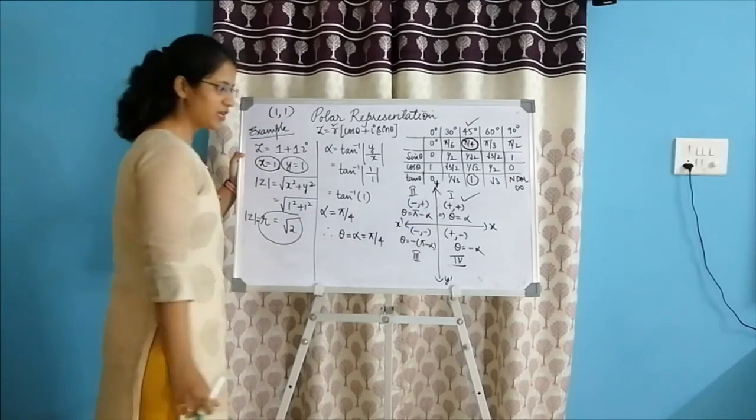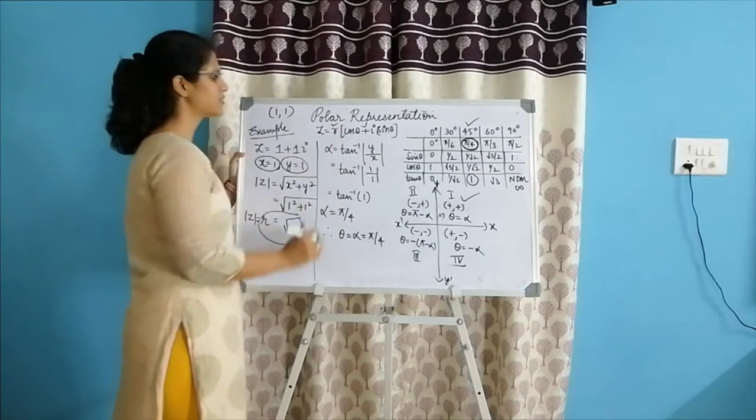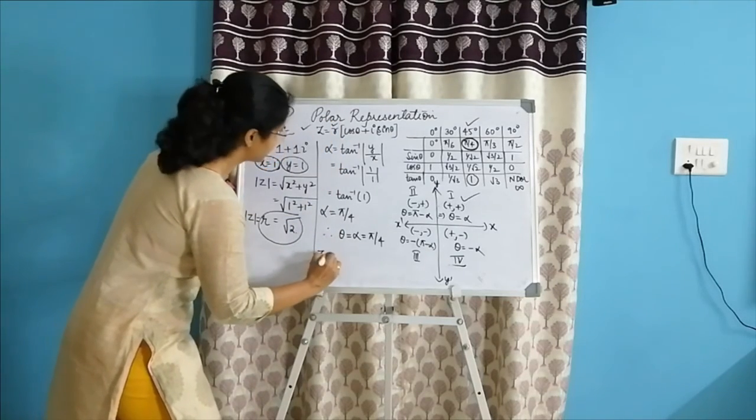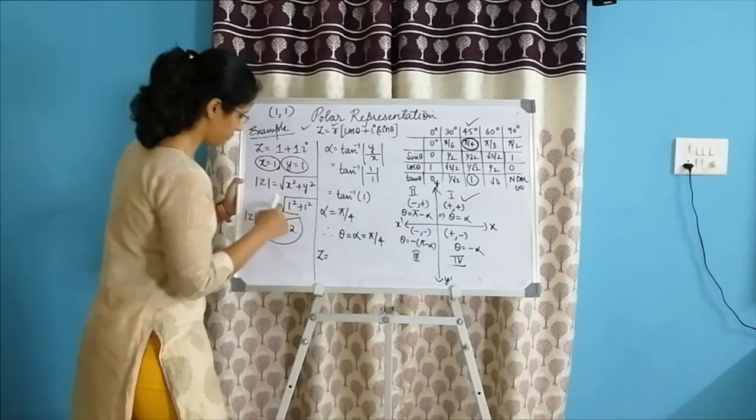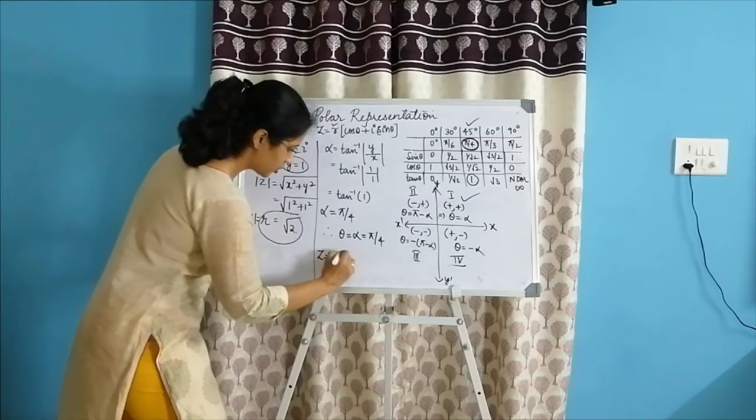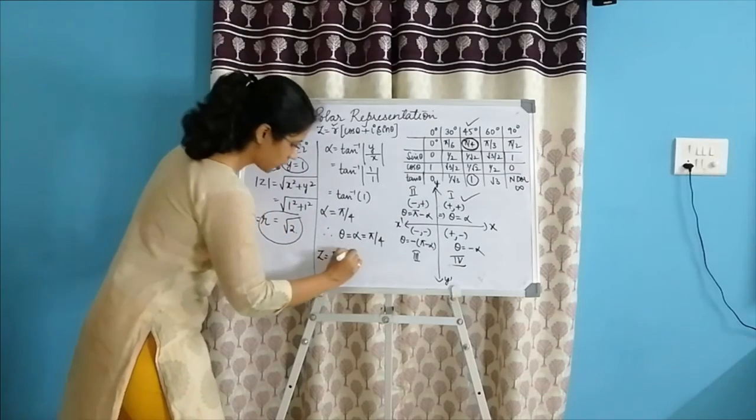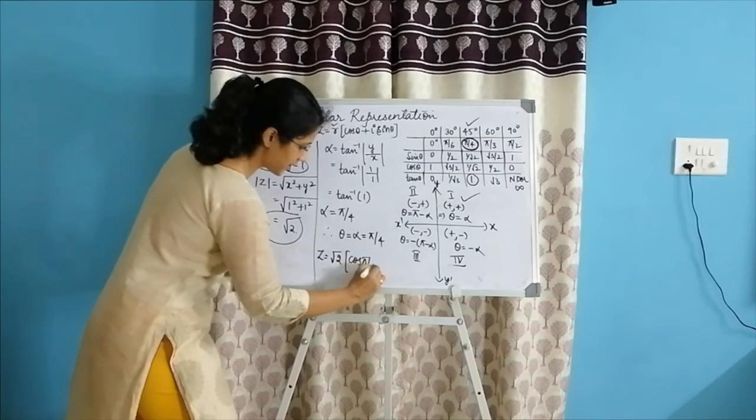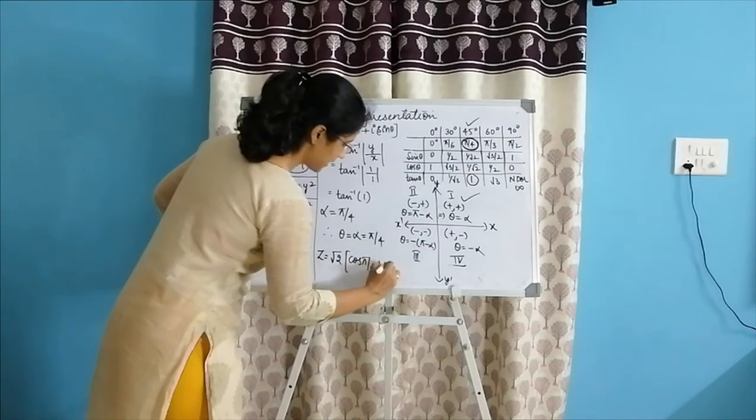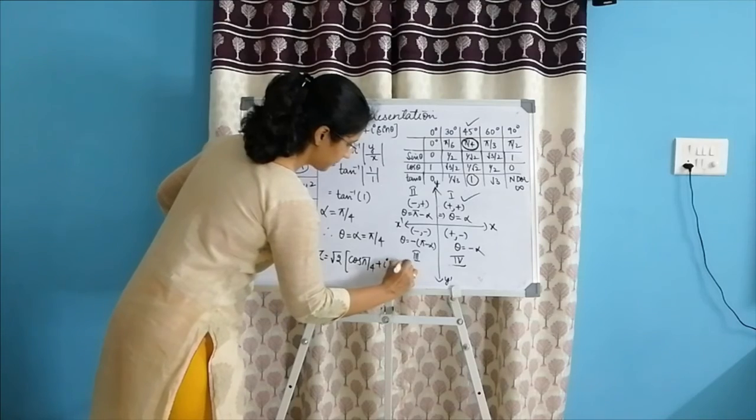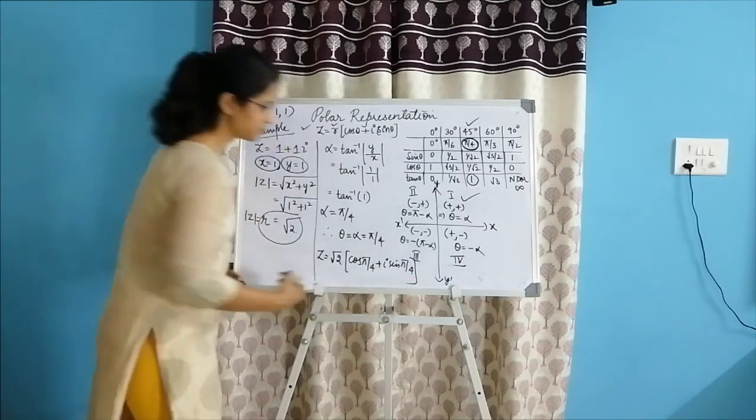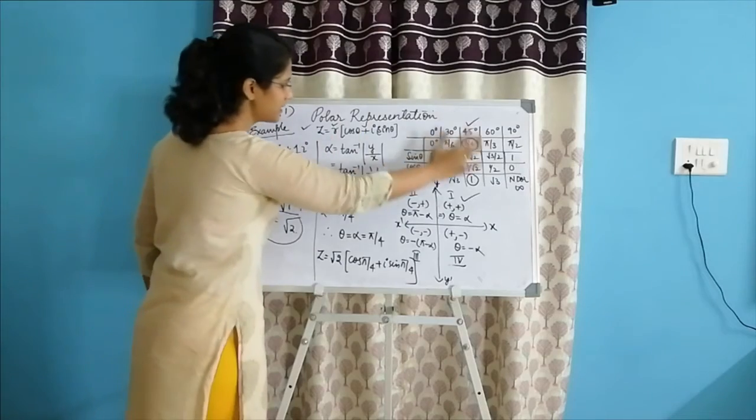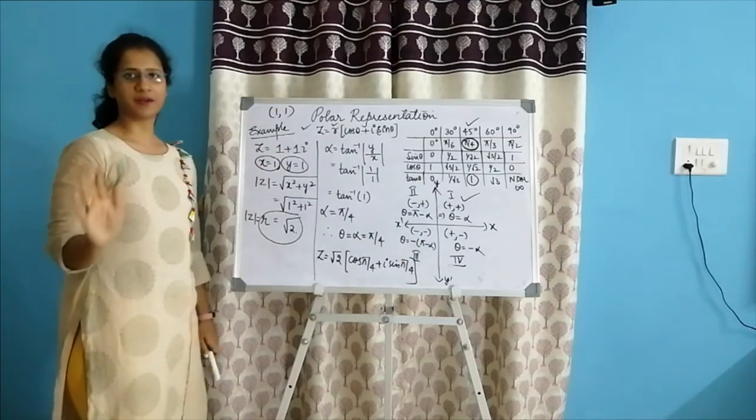After I get the value of alpha, I will just substitute in my final equation. What is it? z is equal to r. What is the value of r? Root 2 (cos pi by 4 plus i sin pi by 4). So this entire problem I have explained on this particular plane.